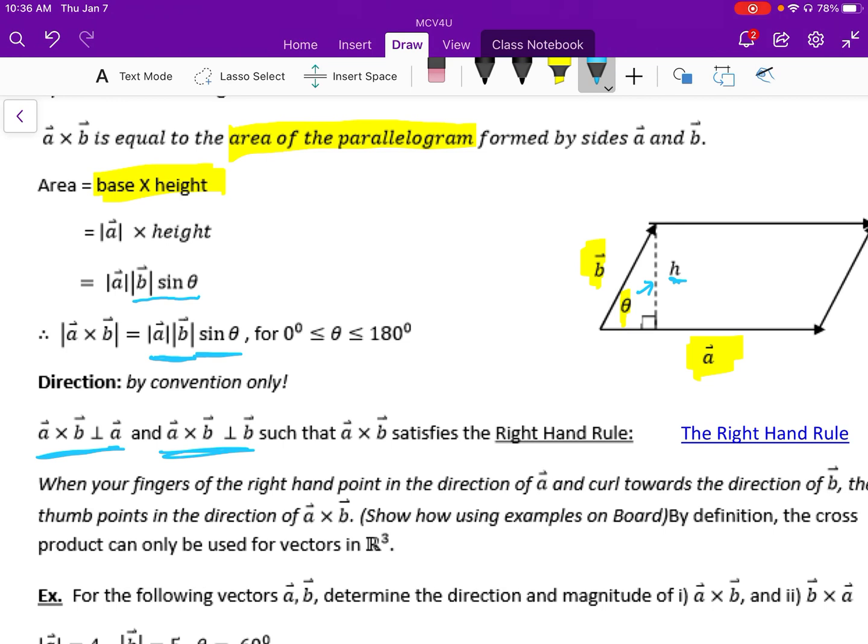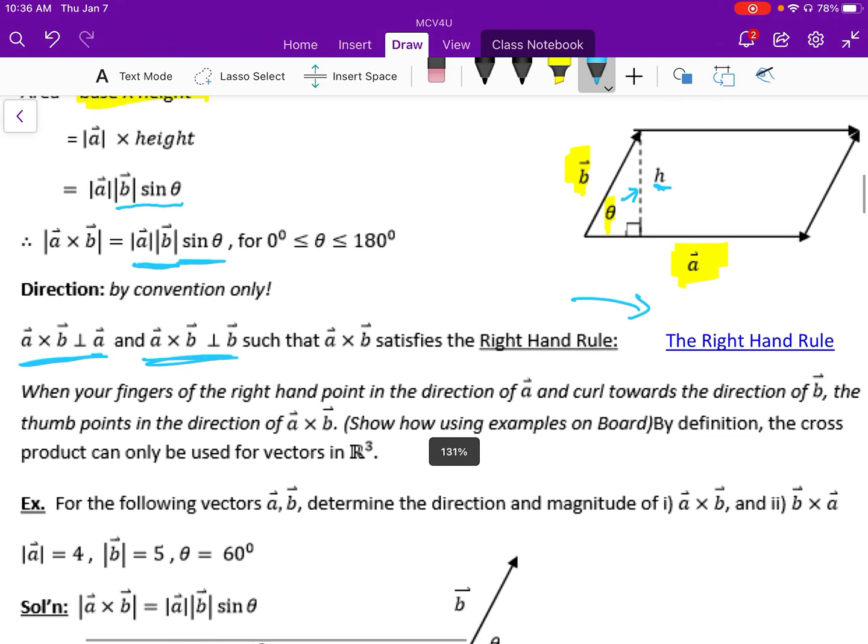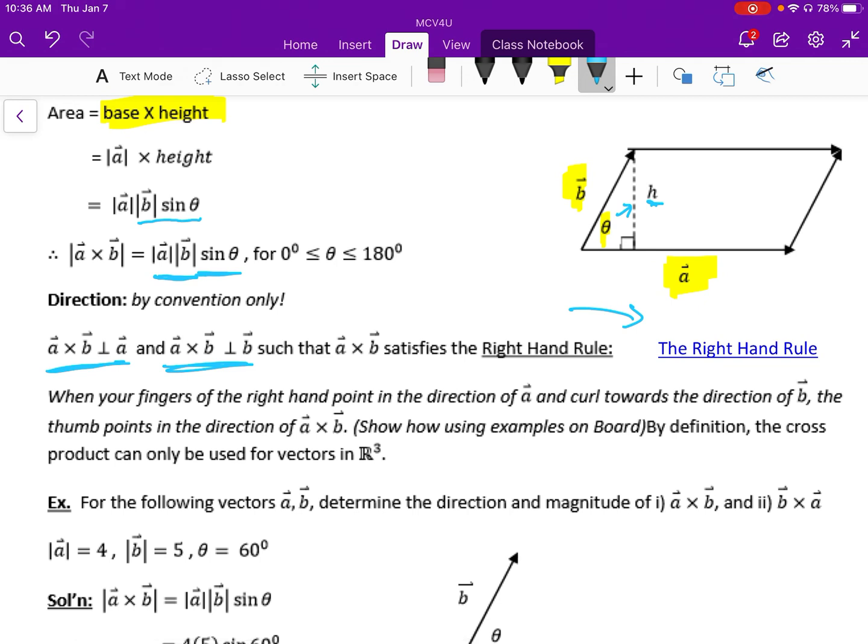What I've done is I showed you a very quick video here. You can take a look at this explanation of what the right hand rule is. So here's what you do. When the fingers of your right hand point in the direction of A, which is the first vector, and curl towards the direction of B, then your thumb points in the direction of the cross product. I can't show you examples on the board, so I gave you another video that you can take a look at. If you need to, stop it and take a look at it now, and then you can come back.